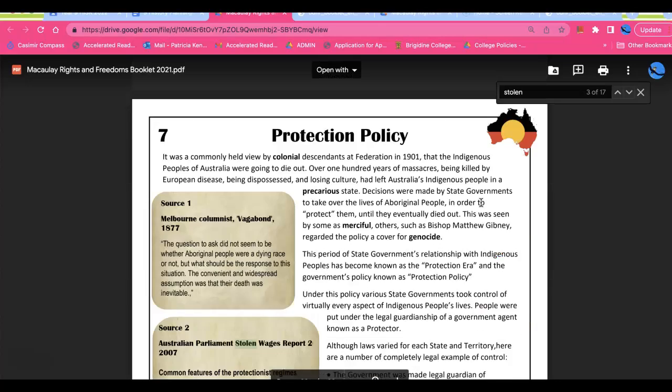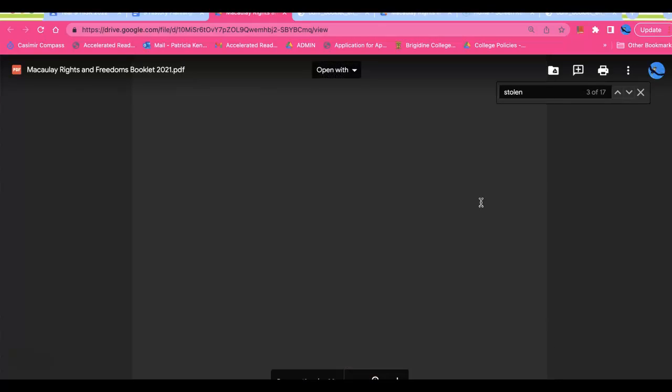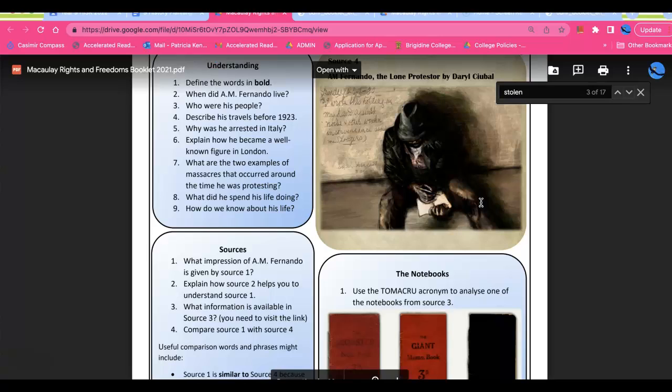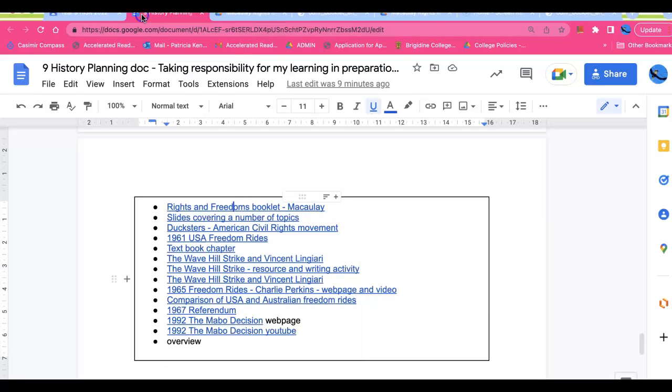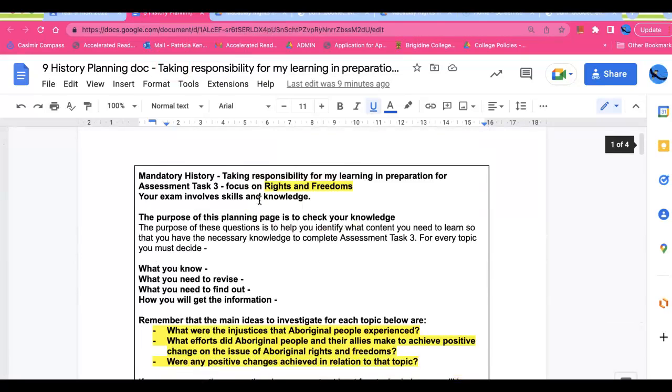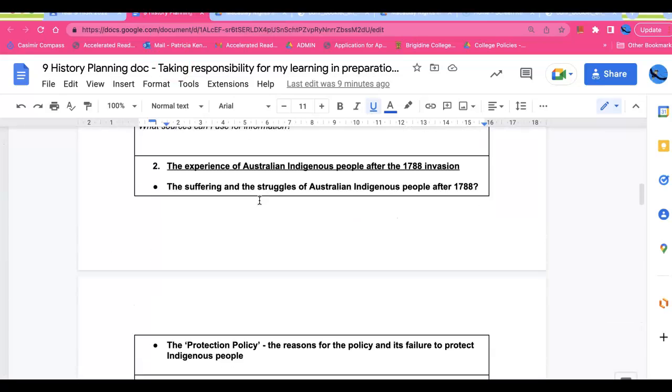The Macaulay booklet is great. You've got your chapters and you can also do word searches that will take you to the key terms that are relevant for particular topics. Okay, so scrolling back up again.